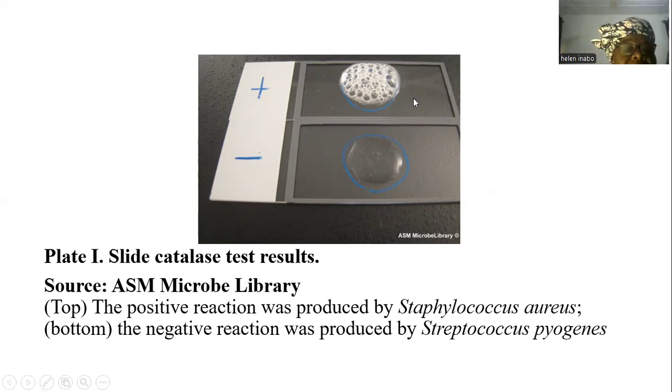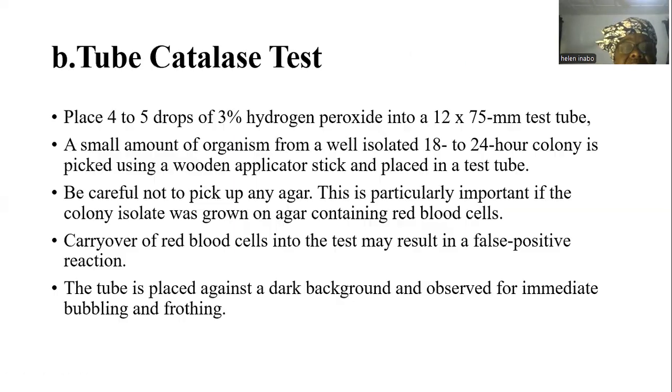In this plate, showing the slide catalase test result, the upper slide shows the positive reaction produced by Staphylococcus aureus. Notice the bubbling and frothing due to the escape of oxygen, while the bottom glass slide is a negative reaction produced by Streptococcus pyogenes.